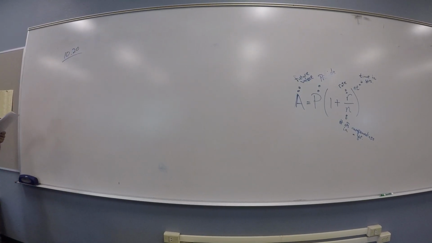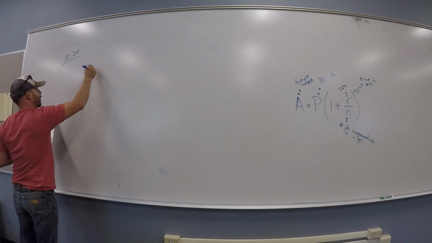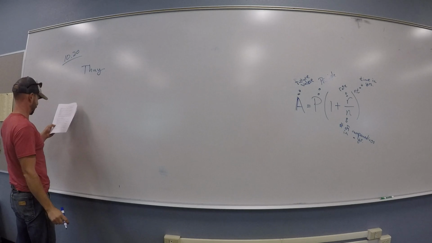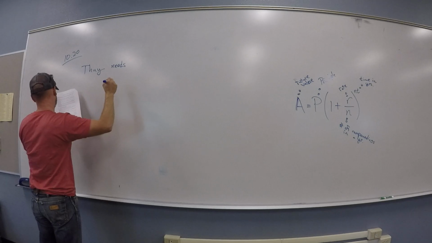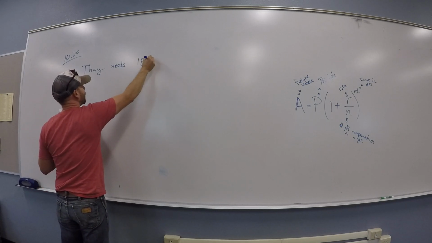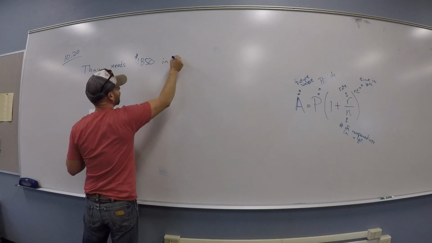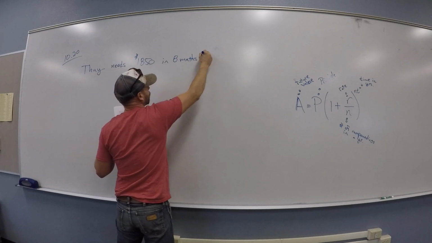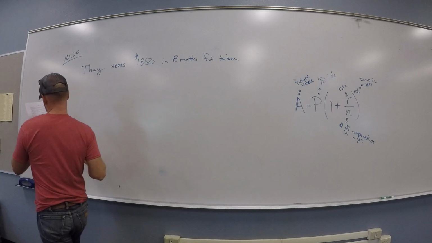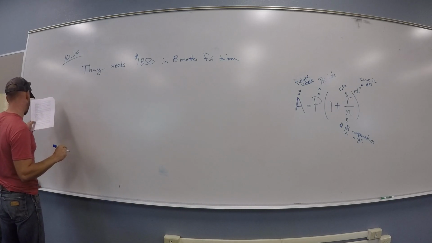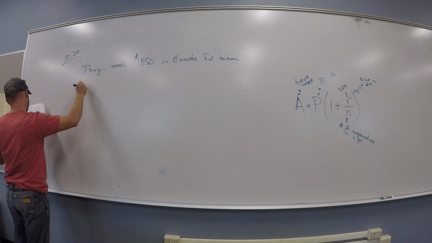An example. I'm going to do 10.20 just because I can. Why do they pick the rich? I don't know, because I can. $1,850 in 8 months for tuition. How much money should she deposit in an account paying 8.2% compounded monthly?